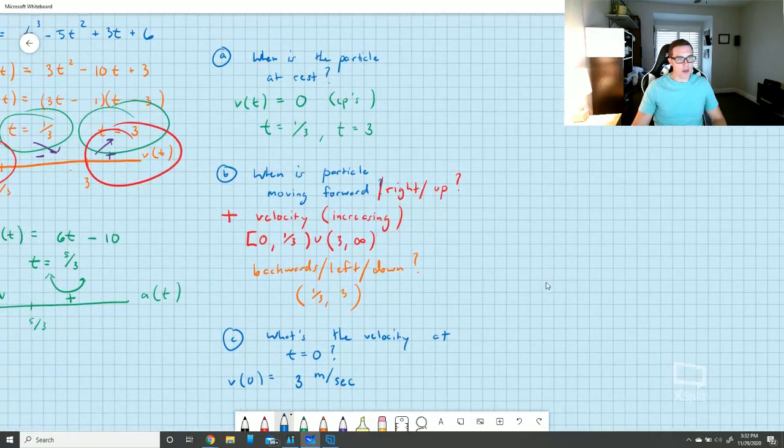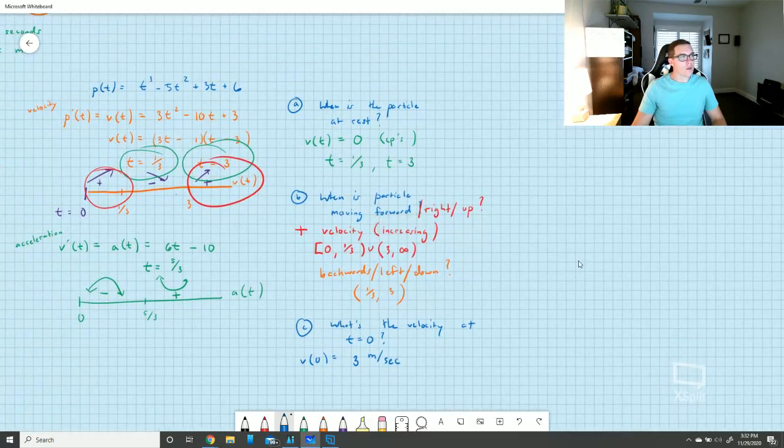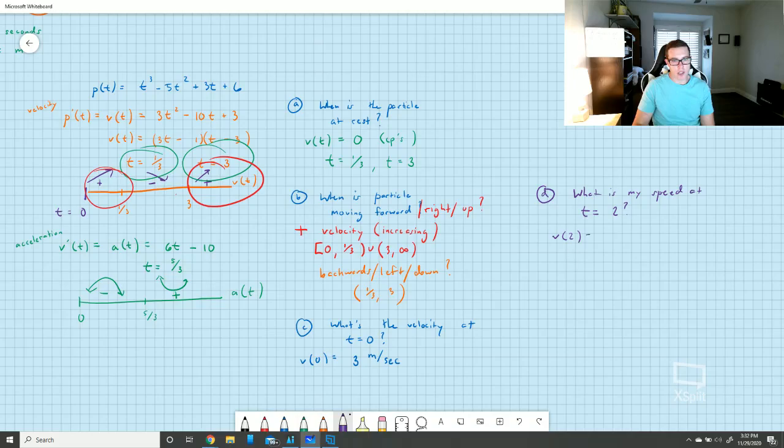Okay, let me ask you another question. Zoom out a little bit. What if I asked you a question like this? What is my speed, or the particle speed, at t equals 2? Well, speed and velocity are related, so let's plug 2 into the velocity, because that's how we're going to have to do it to find the answer. So we're going to plug 2 into the velocity function.